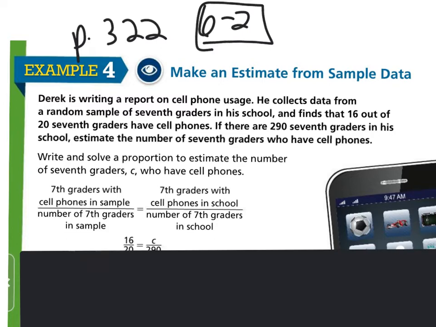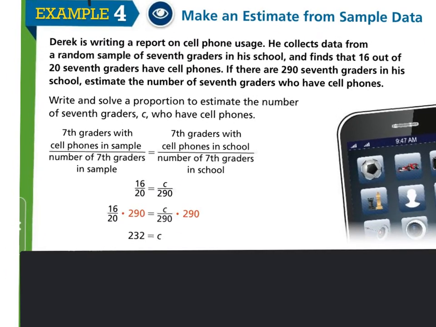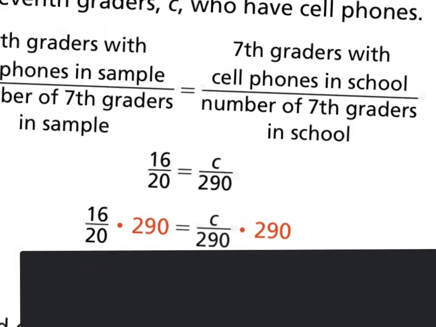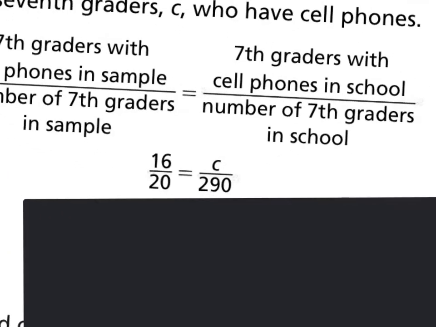So we actually have some math we can do to work this out, and there's just going to be one answer, so maybe a little bit of a relief there, hopefully. What we can do for this problem, we can do a proportion, would be one way of doing this. So there's 16 out of 20 with cell phones. We're trying to find the number out of 290.